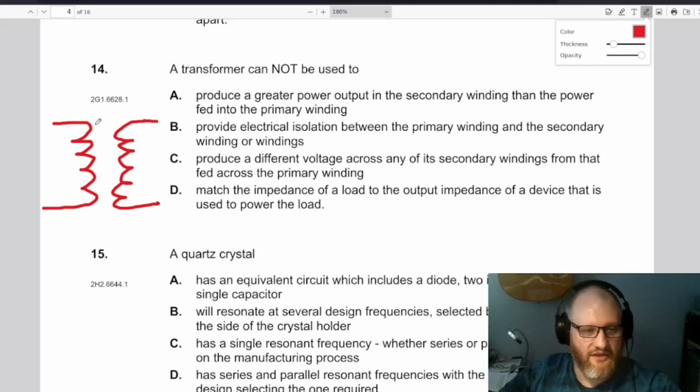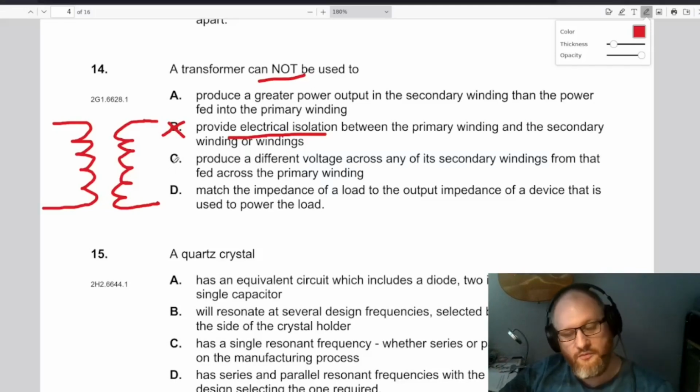And we can immediately see that this coil is not directly connected to this coil. So there is a level of electrical isolation here between these two coils. There is nothing directly connecting them, and DC will not pass through here. And we're looking for things that a transformer cannot be used to, and it can be used to provide electrical isolation. So we're going to strike out option B.